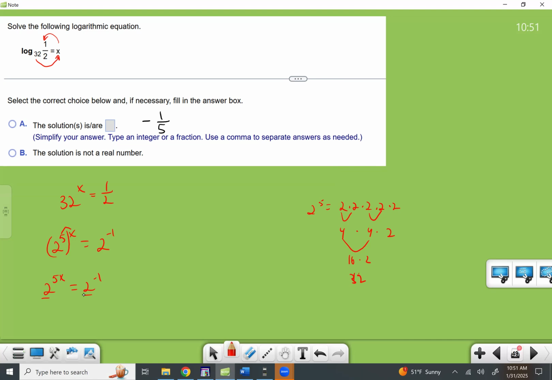So you recall from earlier that you can just cross off the 2's and set the exponents equal to each other. So we're going to go ahead and divide by 5 to both sides. And there you have it, x equals -1/5.